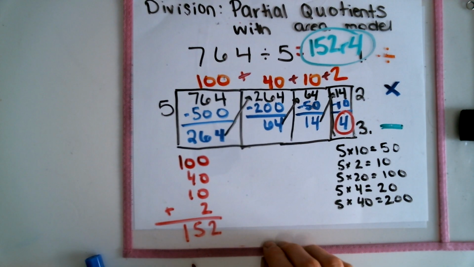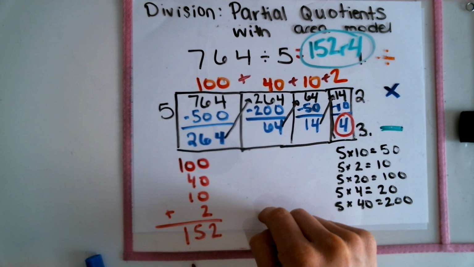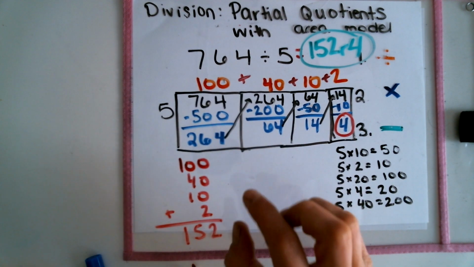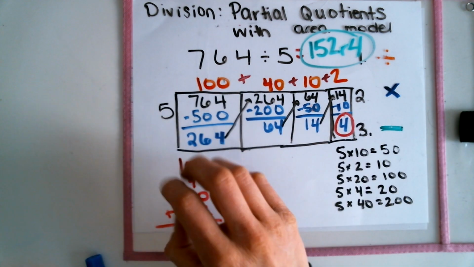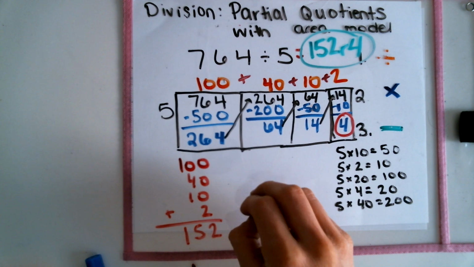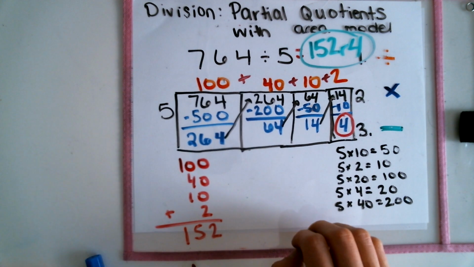Now remember, with partial quotients, you don't have to pull out the exact same amount of groups as me. If you wanted to pull out 50 groups instead of the 40 groups, you could have done that as well. You can pull out a different number of groups with partial quotients. What's great about partial quotients is you can pull out numbers you feel comfortable with.